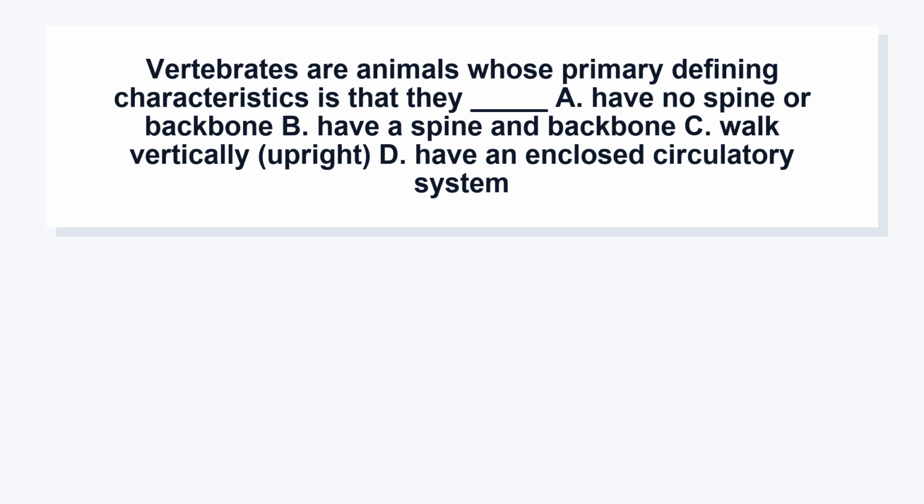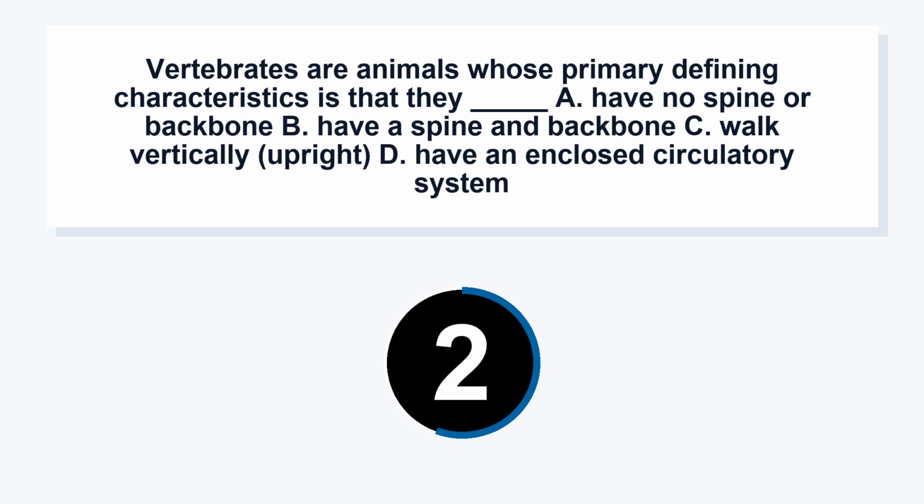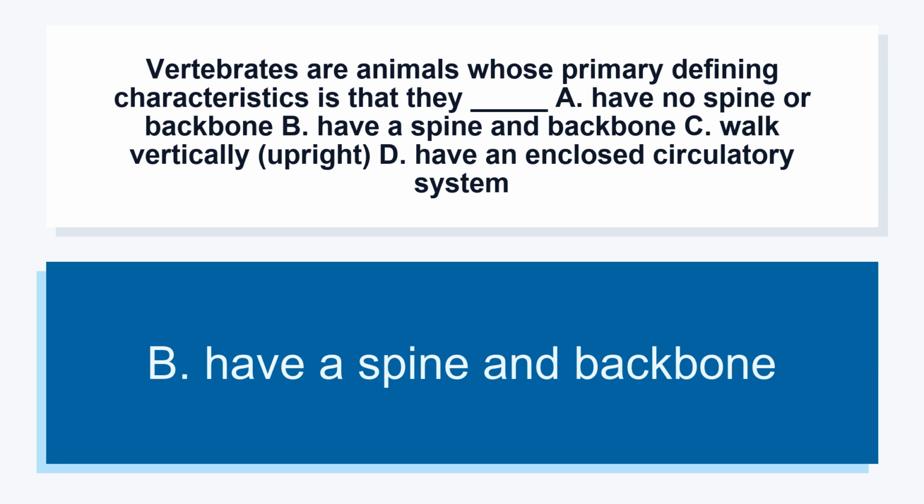Vertebrates are animals whose primary defining characteristic is that they A. have no spine or backbone. B. Have a spine and backbone. C. Walk vertically, upright. D. Have an enclosed circulatory system. B. Have a spine and backbone.